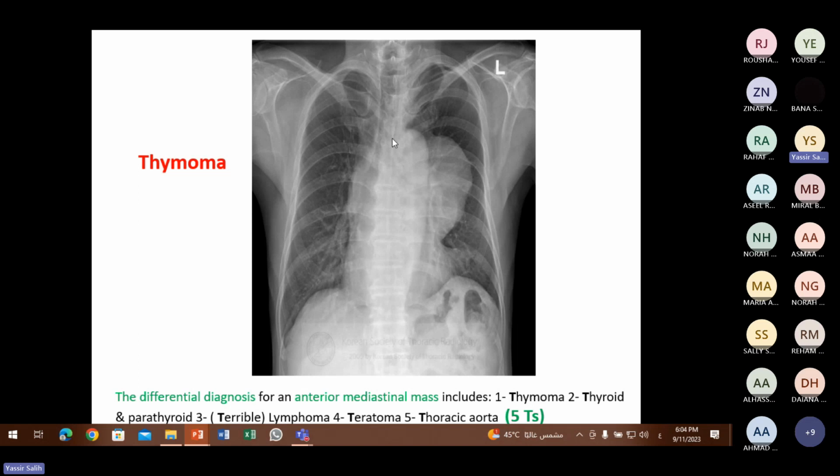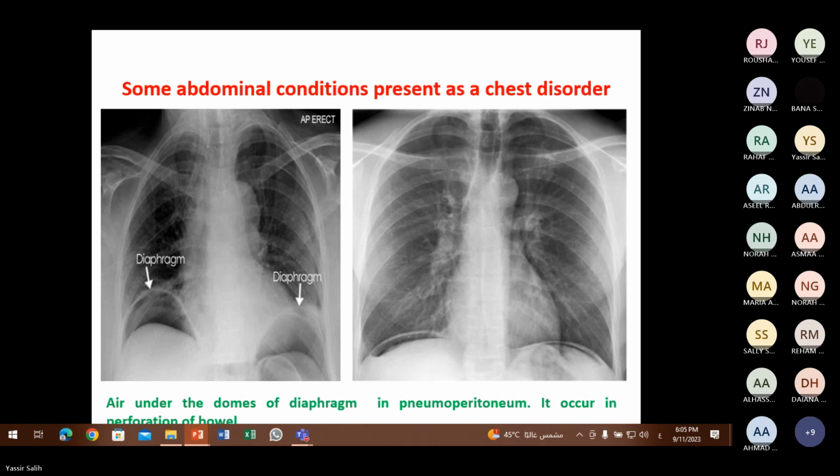You can do a lateral, or sometimes people use another modality that can help you in identifying this tumor. Which modality can help you? What is the best imaging modality for assessment of the mediastinum? CT. Yes, CT.